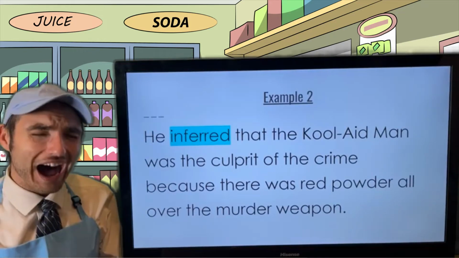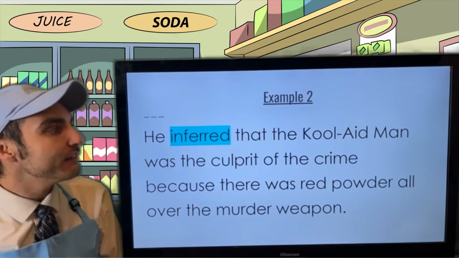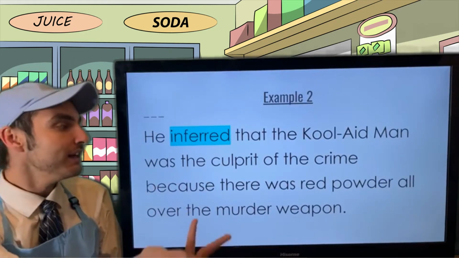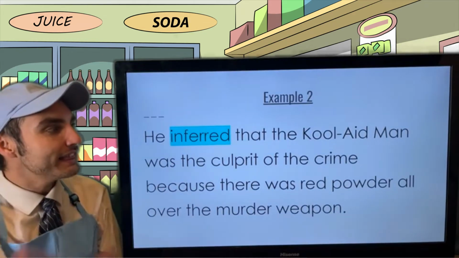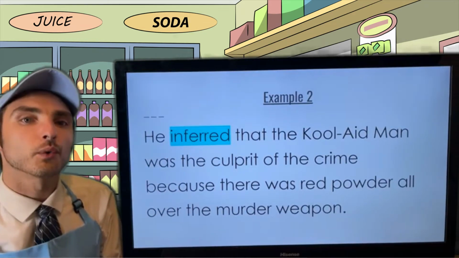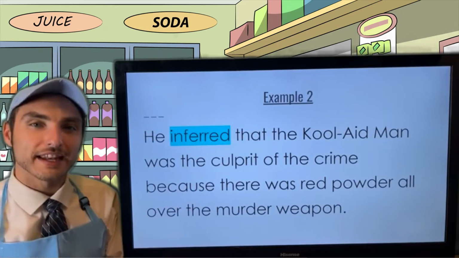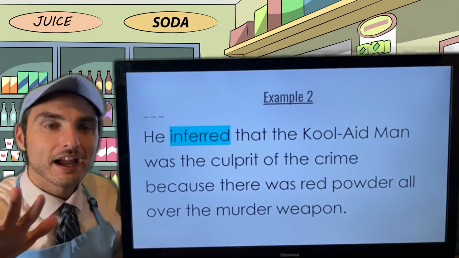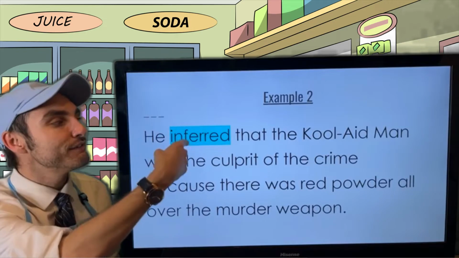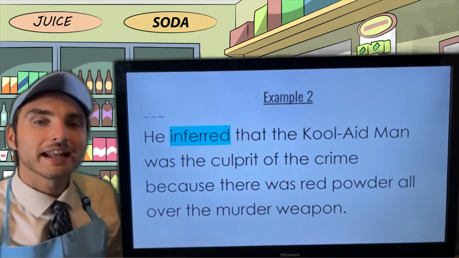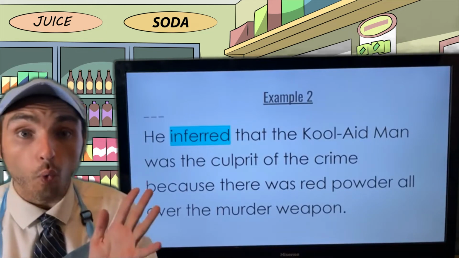Kool-Aid man, why? In this example, he, once again, is inferring that the Kool-Aid man is the culprit, the killer in this case, right? That's the conclusion reached. How? Oh yeah, due to evidence, the murder weapon. So, he is coming to a conclusion, he is inferring that the Kool-Aid man is the culprit because of the evidence.